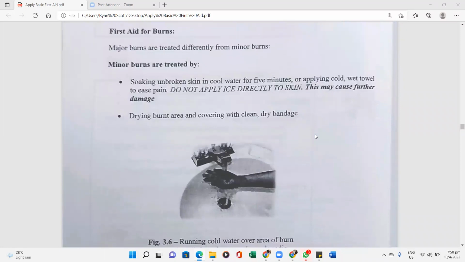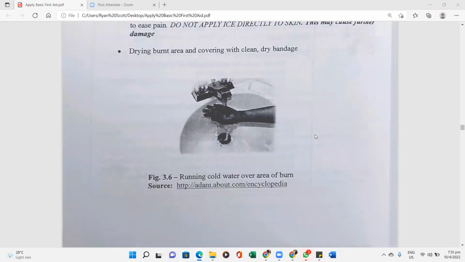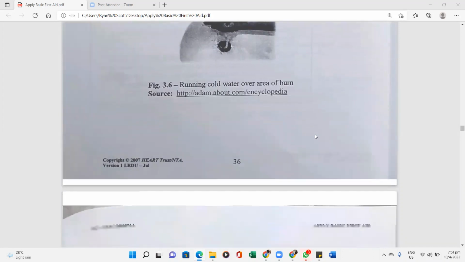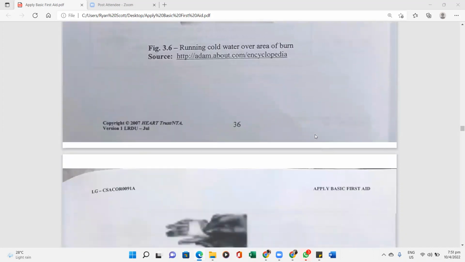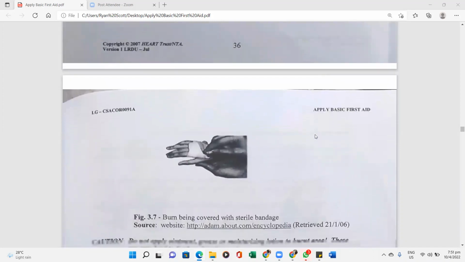It's drying the burnt area and applying a clean bandage. So don't rigorously scrub the person, just pat dry, or sometimes you allow it to just dry in the air. Okay. And everybody knows about the running water thing already with burns. So when you get a burn, you put your hand under running water. The burn is then covered with a sterile bandage, and we know a sterile bandage is like gauze.